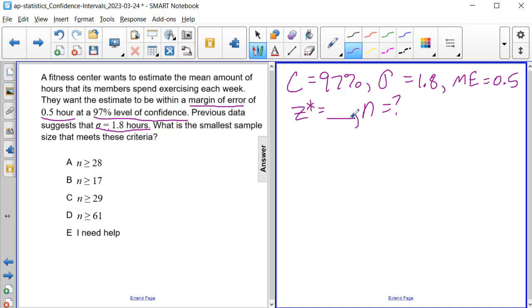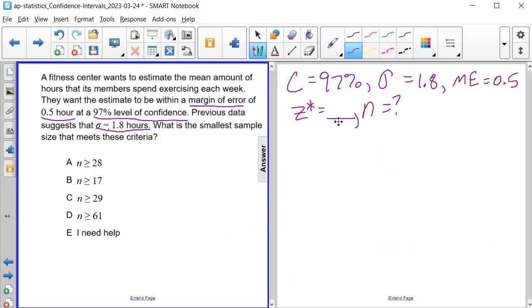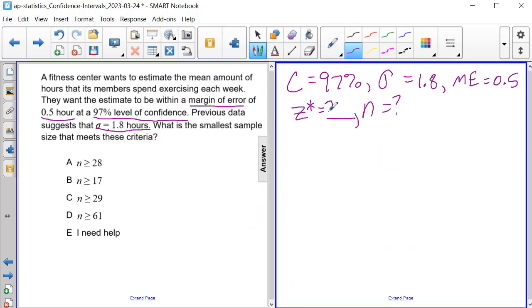So let's start there. We want a 97% level of confidence. So if we look this up online, we can see for a confidence level of 97%, the z-score is about 2.17. So that's what we're going to write down for our z-star value, 2.17.